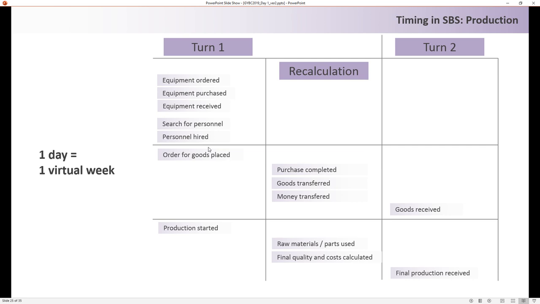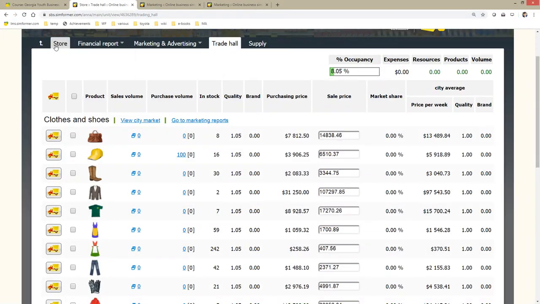But same as in retail, purchases are completed only during recalculation, and naturally the production works the same way. You will be able to produce goods only when you have all necessary raw materials. During the calculation, the outcome will be calculated. Let's take a look at the interface of the factory, shall we?